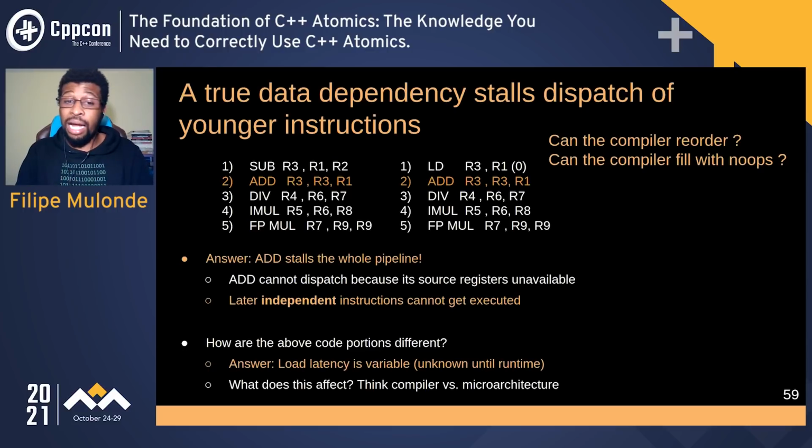Or can the compiler also insert no-ops? It's hard for the compiler to do that. Why? Well, it's hard because load instructions have a variable latency, right? For example, at L1 cache, it may be 2 cycles. At L2 cache, it may be 4 cycles. At L3 cache, it can be 8 cycles. And it can take hundreds of cycles if you need to go to memory. So that's why it is hard for the compiler to reorder this instruction or to insert no-ops.